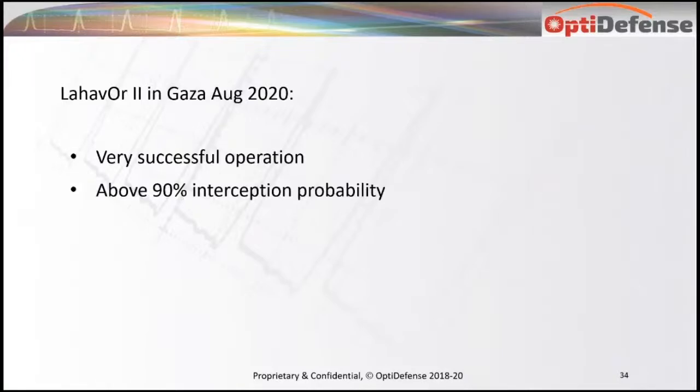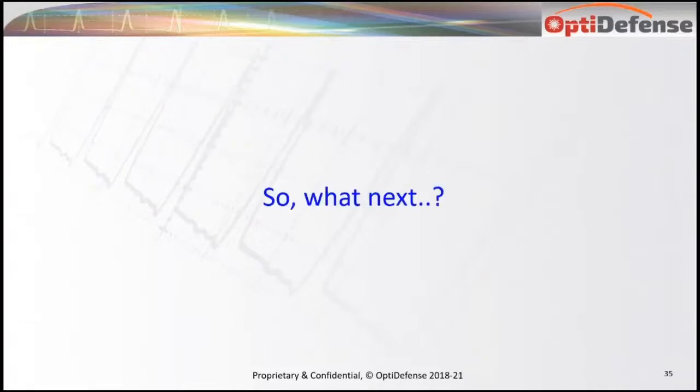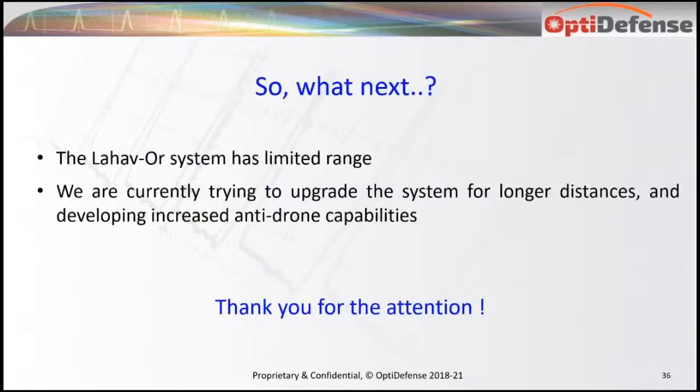and the payload landed in the Gaza Strip. So this was very nice. So what's next? The Laiser system has a limited range. So we're currently trying to upgrade the system for longer distances, and mainly to develop increased anti-drone capabilities, i.e. longer range, shorter times. So this is where we are, and I thank you for your attention.